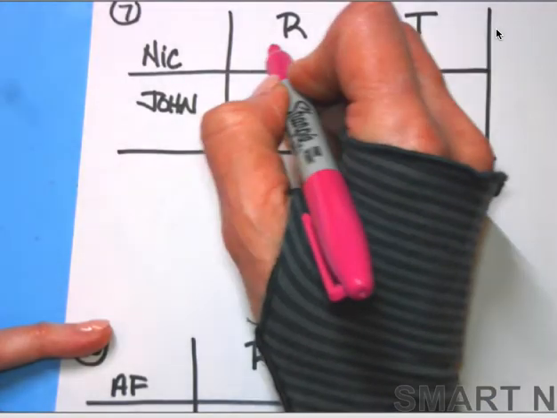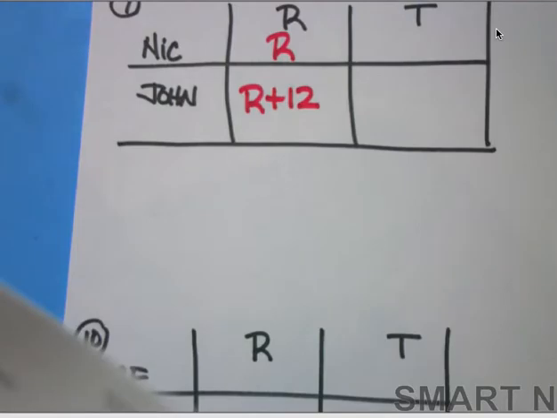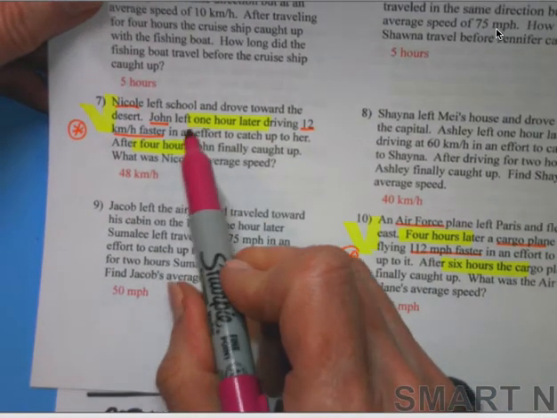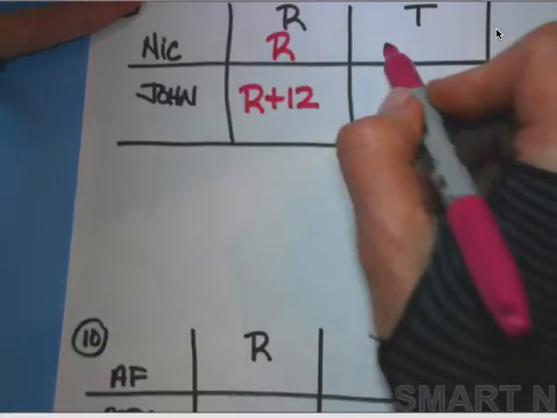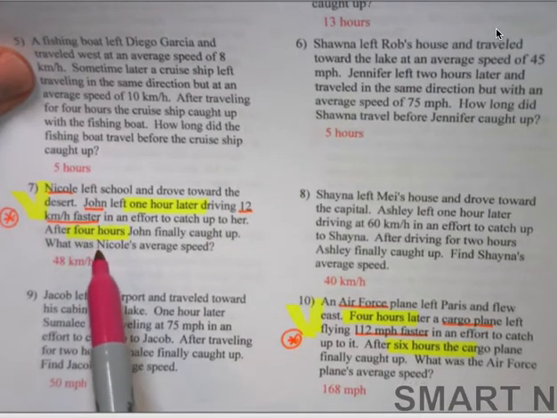So if I let her be R, his rate is R plus 12. And then I need to go back and read the timing piece carefully. He leaves 1 hour later. So that implies that she's already been traveling for an hour. And in an effort to catch up with her, after 4 hours, he finally catches up with her.